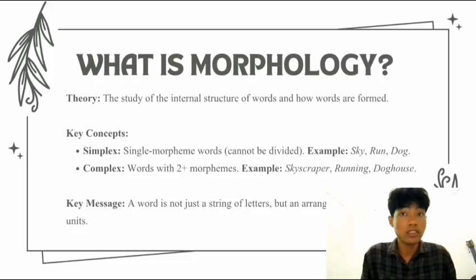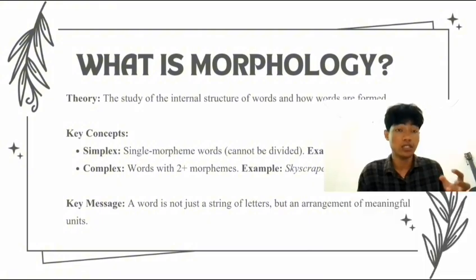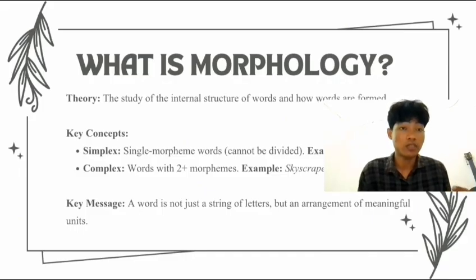For example, skyscraper. There are two morphemes, sky and scraper, and run plus ing. And dog plus house. There are two morphemes. And the key message here is that a word is not just a group of letters, but an arrangement of meaningful units.